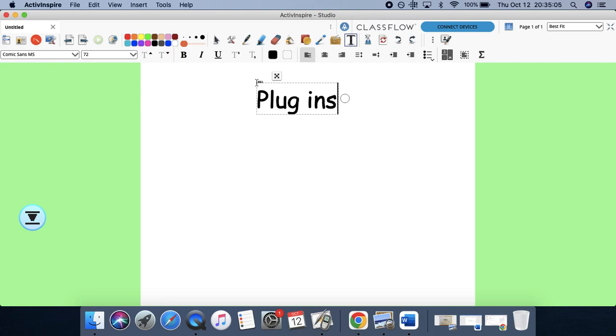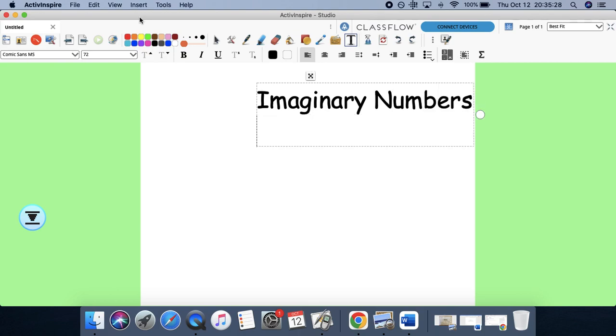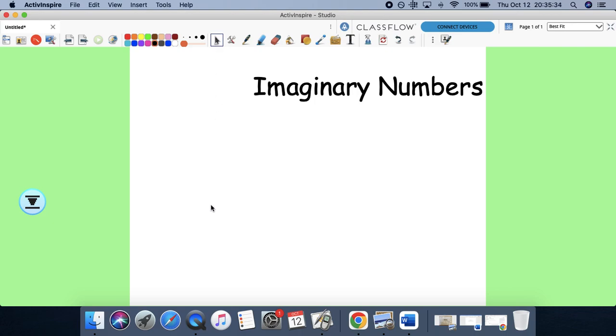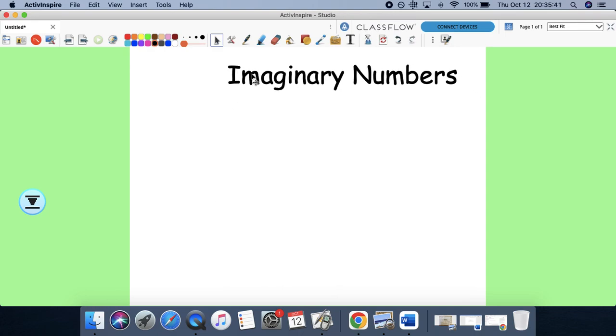Okay, so this next section is called imaginary numbers. Did you guys select it? Yes, you guys selected imaginary numbers. It's on page 187. It's not plugins. Plugins is another section that I want to do. Imaginary numbers is what we're doing right now. So, imaginary numbers, page 187.